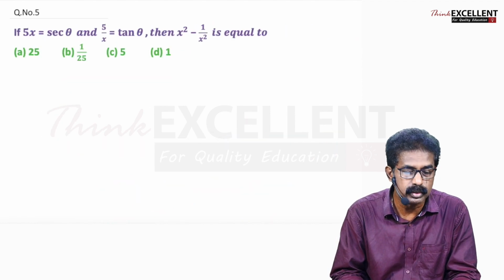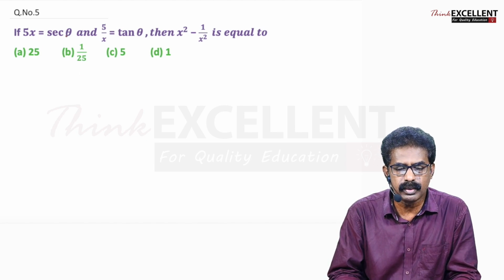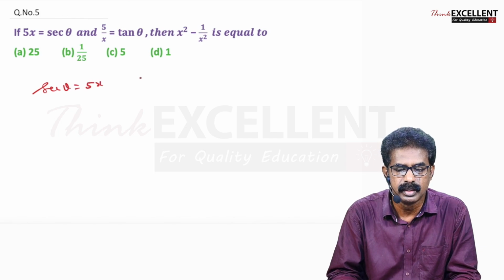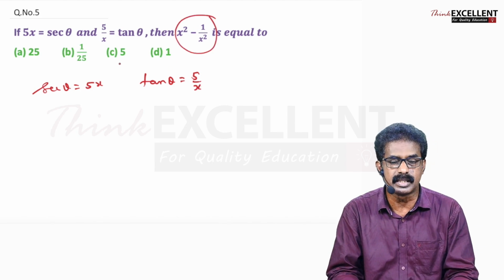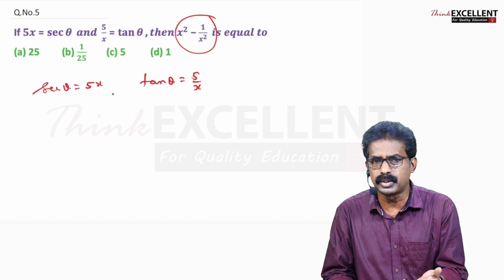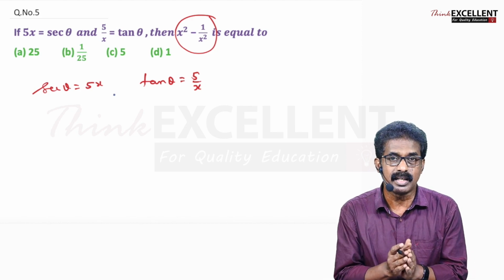Now let's move on to question number 5. 5x equal to secant theta. So secant theta is 5x. Tan theta is equal to 5 by x. They asked to find the value of x square minus 1 by x square. It's a very simple one. You can find x and substitute. No, very easy method. Use the identity. There is a formula in sin and cos.